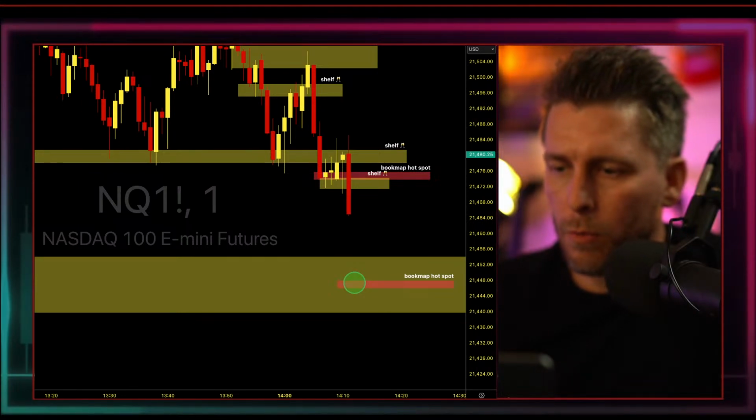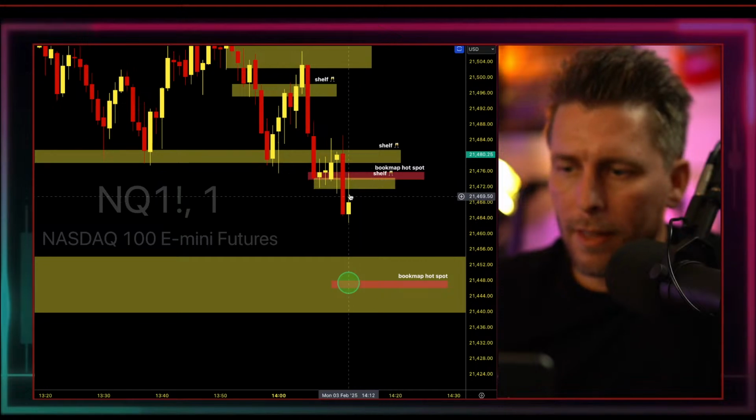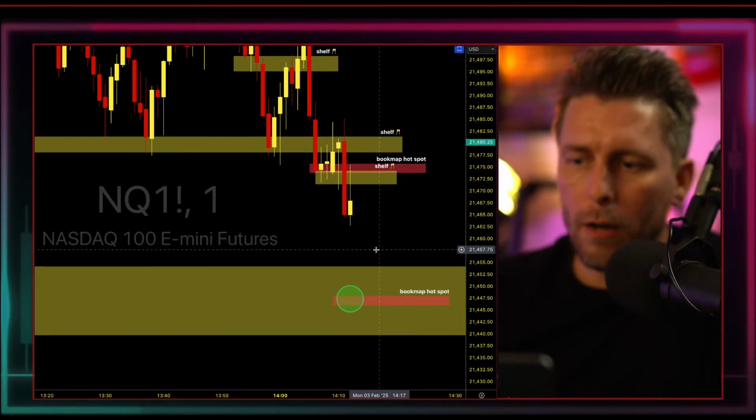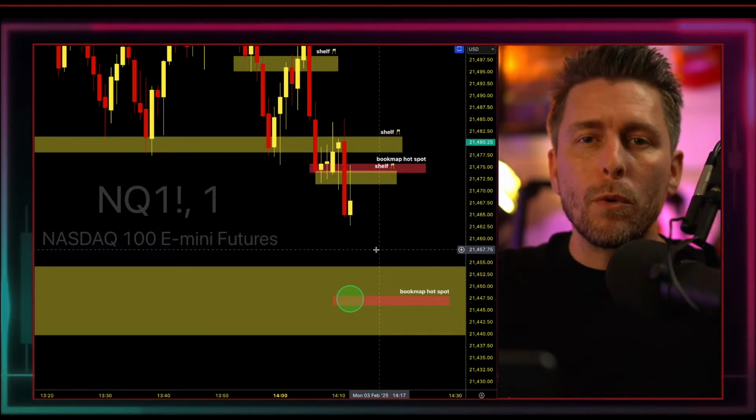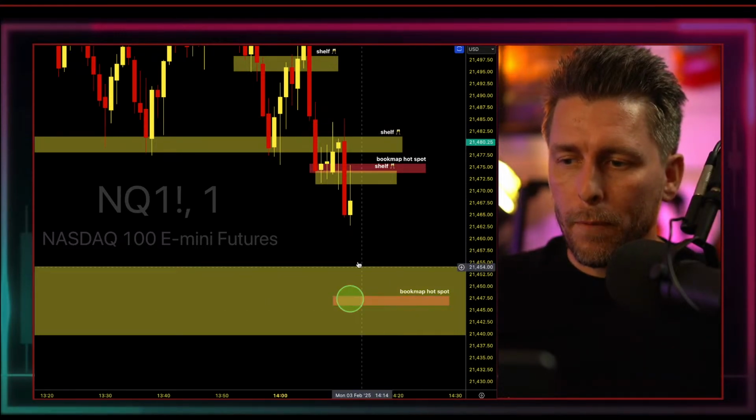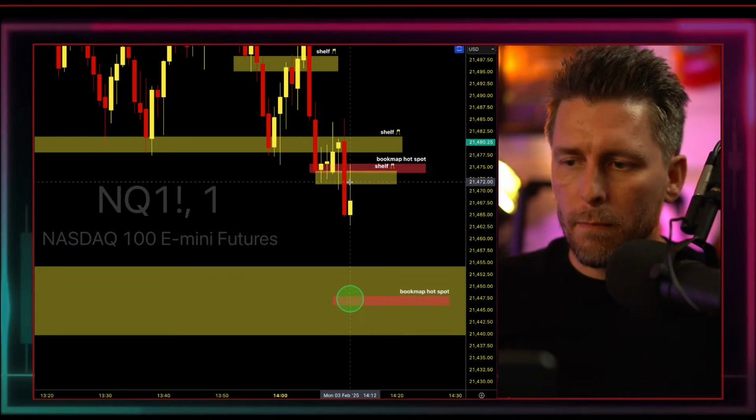Honestly, everything looks sweet. Look at the shelf. Follow the shelf method. Look at that. She respected it. Look at how I'm waiting for the candle to close, Becca. I'm not messing with the chart. I don't even want to see real-time price action because it messes up trading.